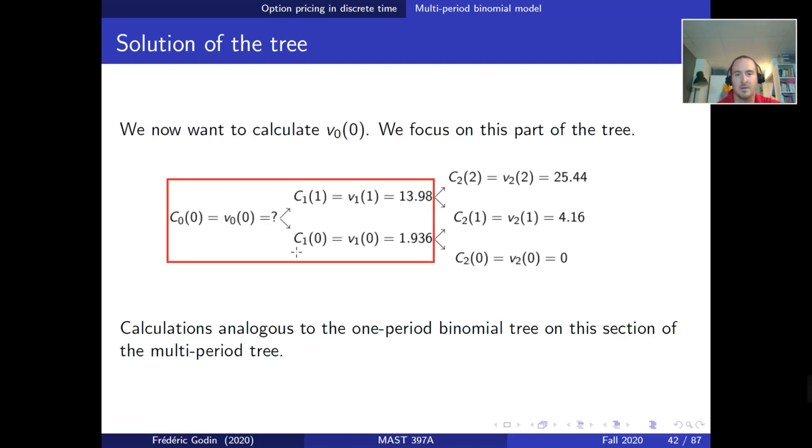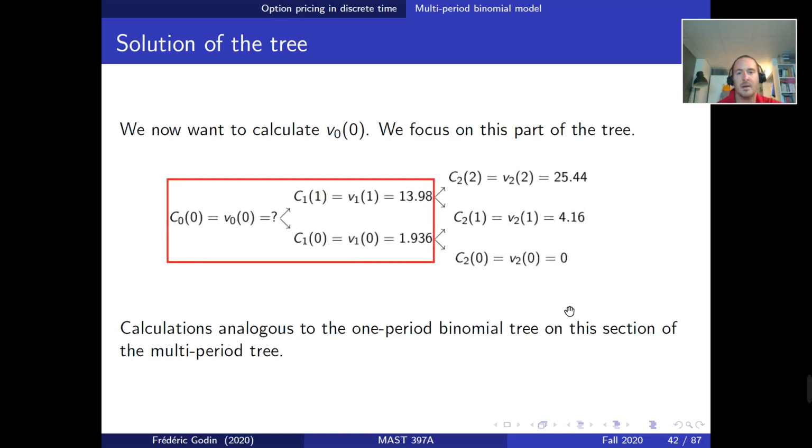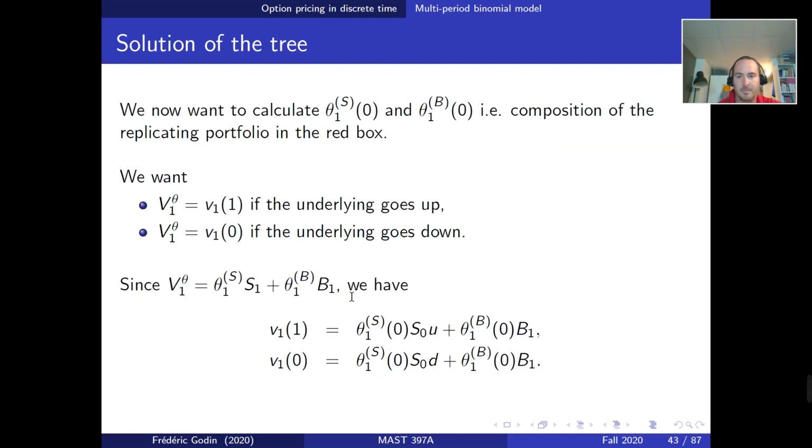Okay, no, so sorry. This is a calculation we've done earlier. So this allowed us to find 13.98, which is the value of the replicating portfolio at the first node. Okay, so here, this is what we want to do next.